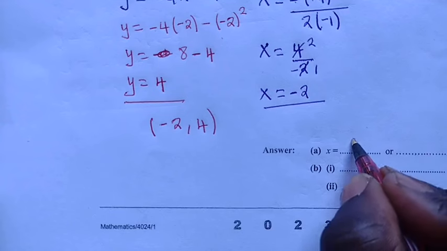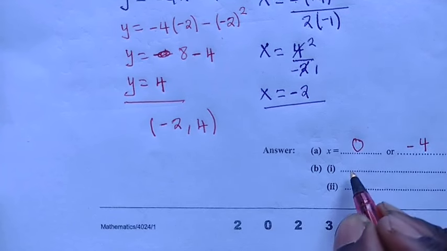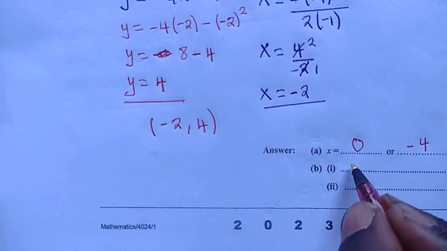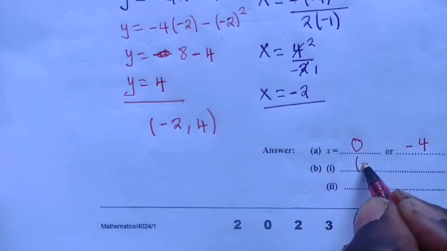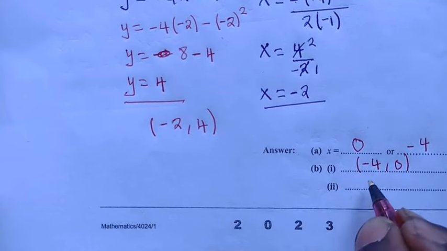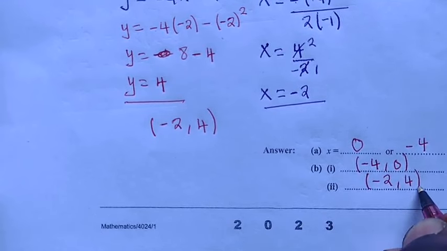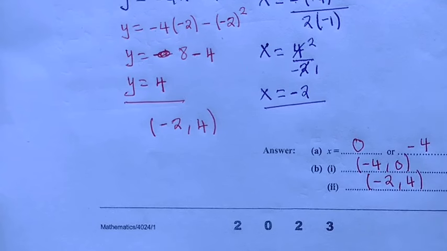We said x is equal to 0 or x is equal to negative 4. Then the coordinates of A, we have said it's negative 4, 0. Then the turning point coordinates, we have found that is negative 2, 4. So this is how you can answer this question.